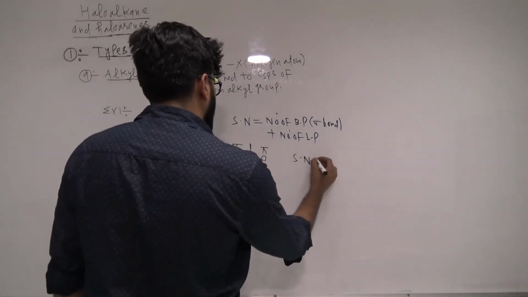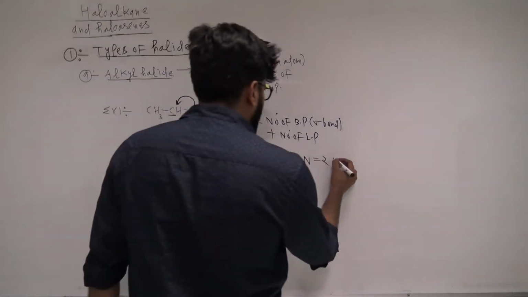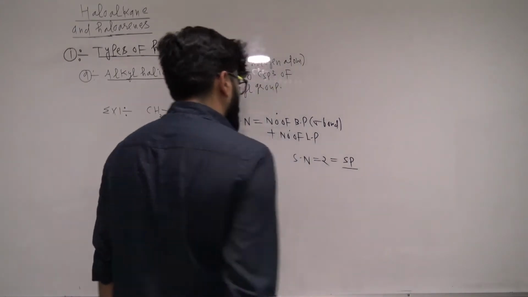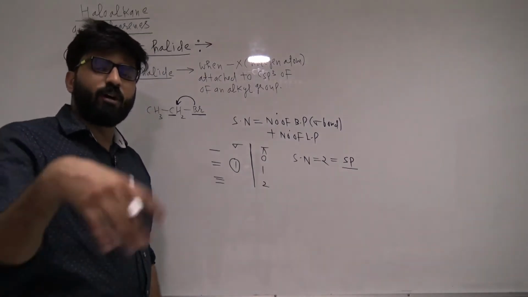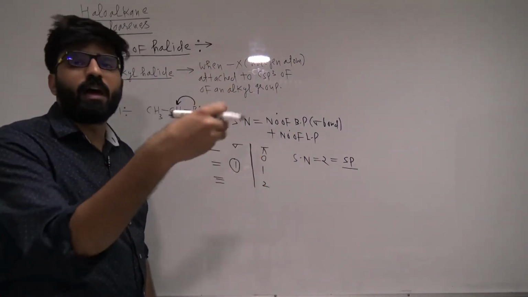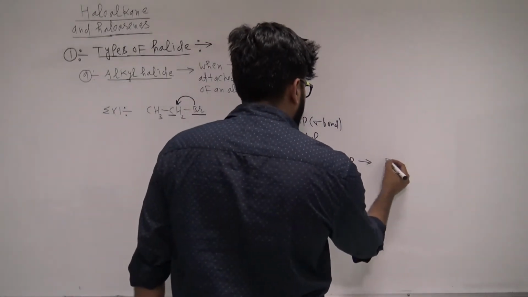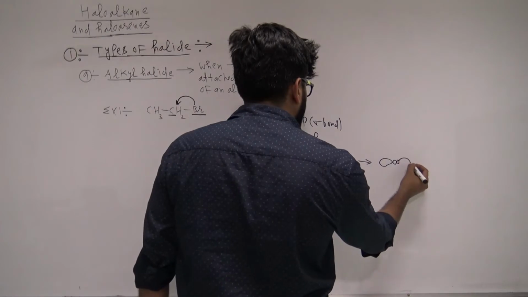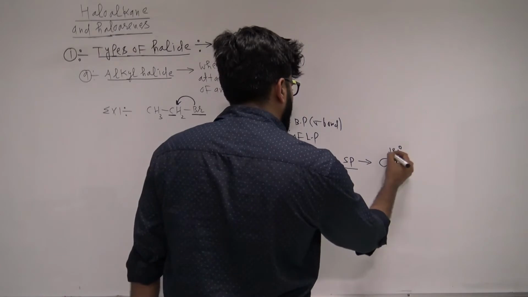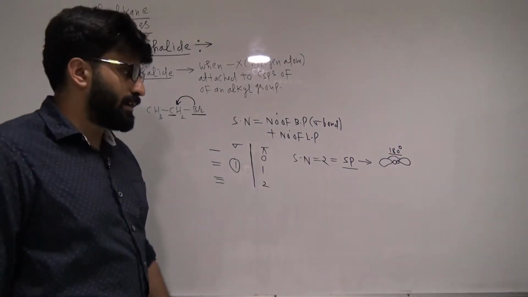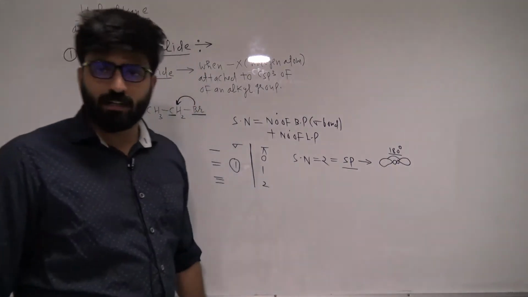For organic chemistry, mainly three types of hybridization are famous. If the steric number comes out to be 2, it means 2 atomic orbitals are involved, one s and one p, and 2 hybrid orbitals will form. Suppose this is one sp hybridized orbital and this is the second sp hybridized orbital. We arrange them in such a way that they suffer least repulsion. So here the bond angle is 180 degrees.